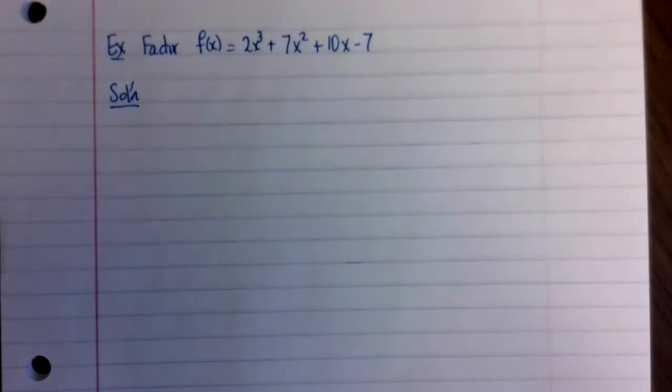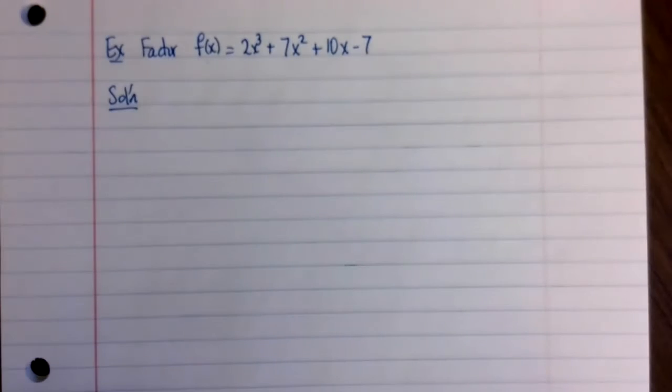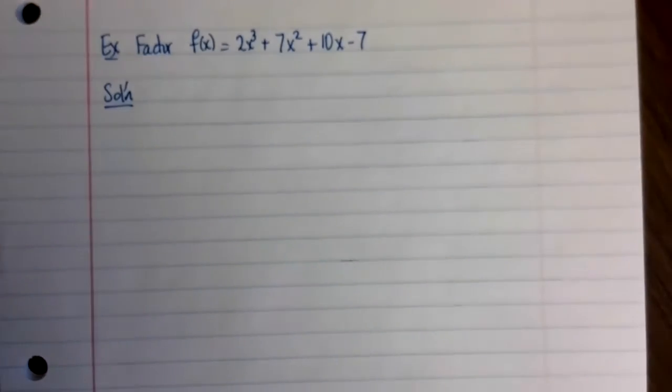Let's take a look at this review problem. f(x) equals 2x cubed plus 7x squared plus 10x minus 7. We need to factor this cubic equation. This is a cubic equation with integer coefficients, and so the standard technique is to start by using the rational root test. So, possible rational roots.